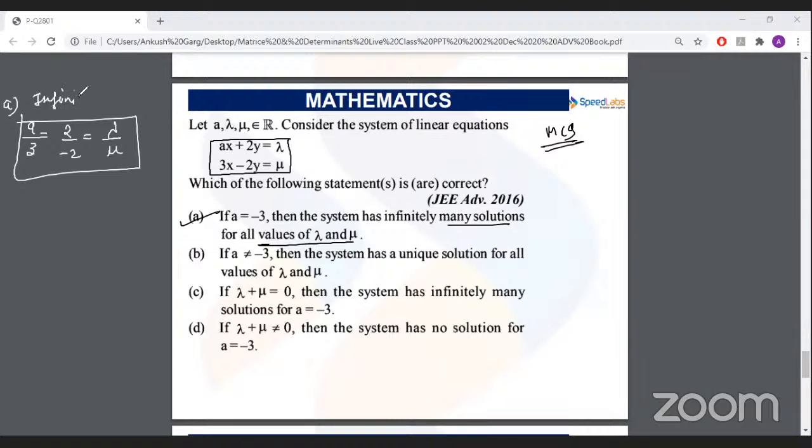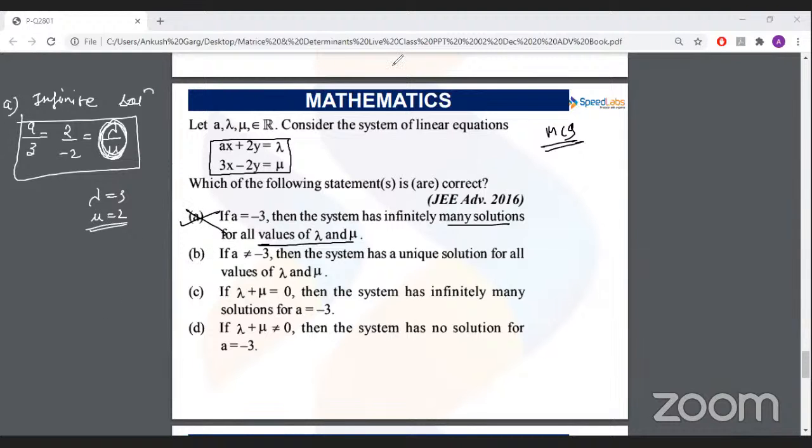Here the option says it holds for all values of lambda and mu if a is equal to -3. So if a is equal to -3, this will be -1, -1. But will it be correct for all values of lambda and mu? No. Let's suppose lambda is 3 and mu is 2, then it will become parallel lines. So there you will get no solution. So option A is incorrect.